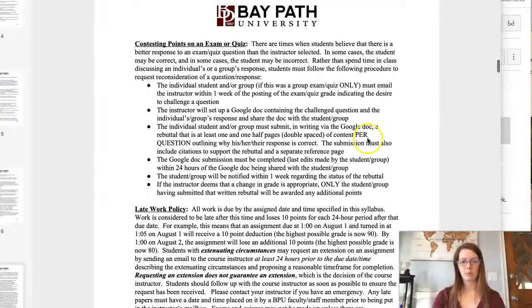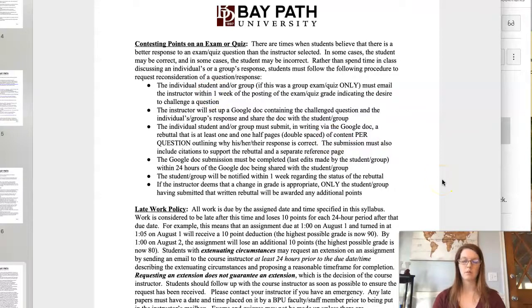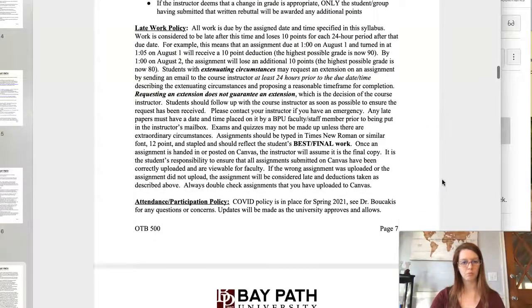If you need to contest points, I believe you have 1 week? 1 week, there it is. 1 week to reach out to your professor to contest points on an exam or a quiz.